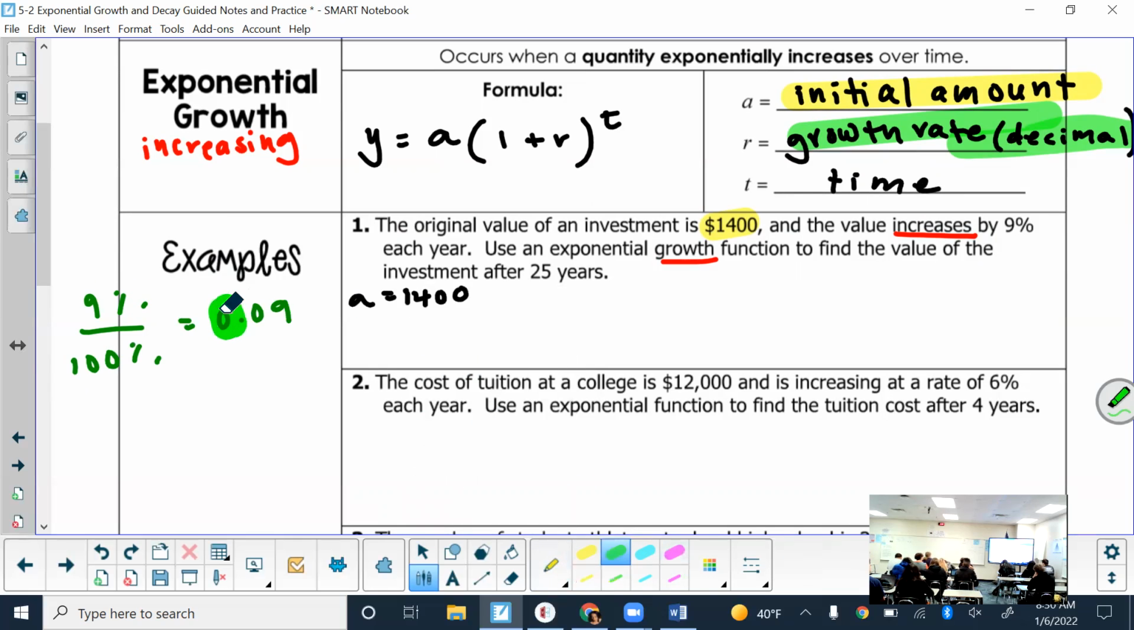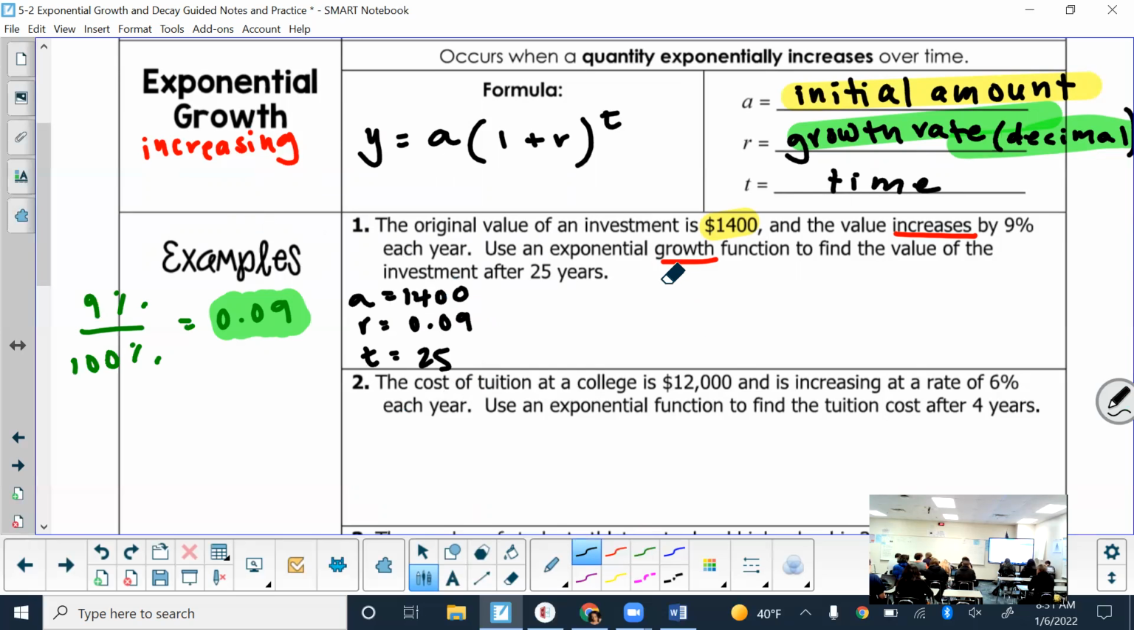All right, you can also think of it like money. 9 cents, because all percents are out of 100. 9 cents would look like this. And then lastly, what's the T going to be? 25. So T is time. So questions about everything we've identified.